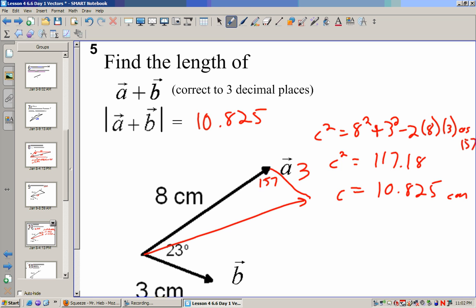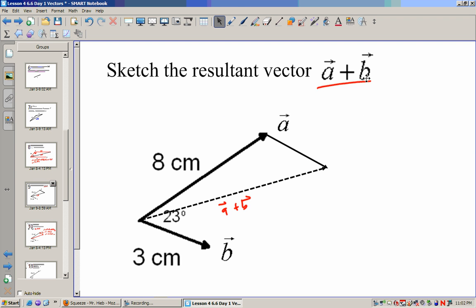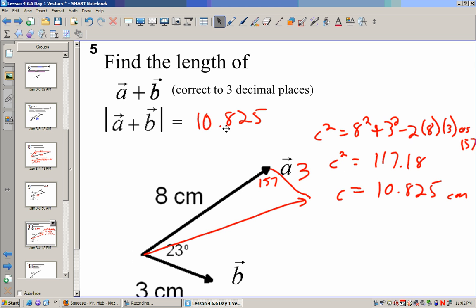10.825. Now there's a difference between the magnitude and the resultant vector. The vector is just this physical piece, where the magnitude is a scalar. It just tells you the distance of that.